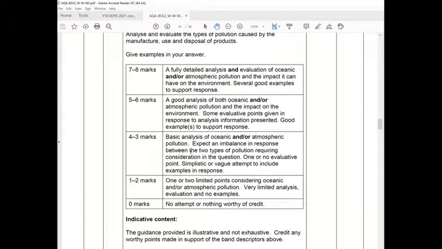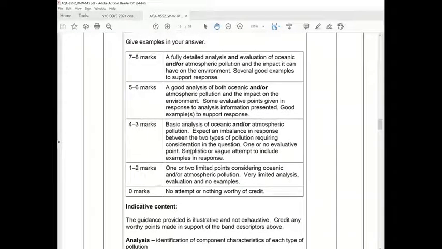the marking criteria, and it's a little bit difficult, and I imagine some teachers have marked slightly differently from others, but you can see here a fully detailed analysis and evaluation, and it's that bit there, evaluation. Lots of people analyze, but very few people actually evaluate, of oceanic and or atmospheric pollution and the impact it can have on the environment. Several. How many? Several. Several's not 2. Several is at the minimum 3. Good examples for the response.